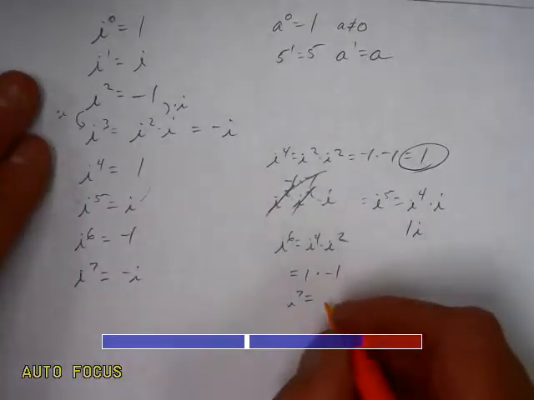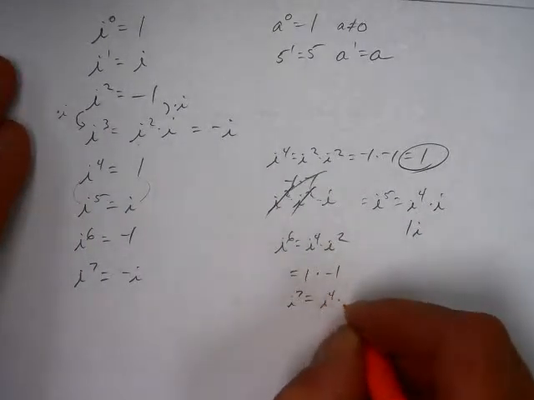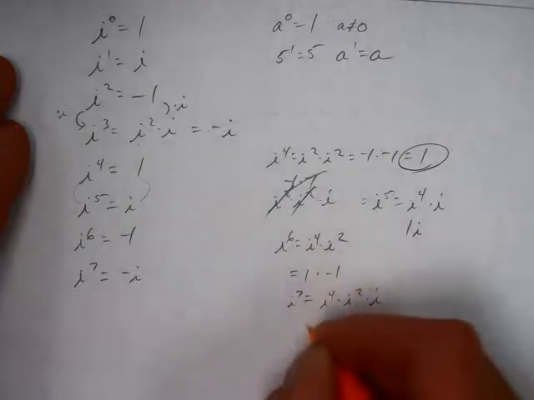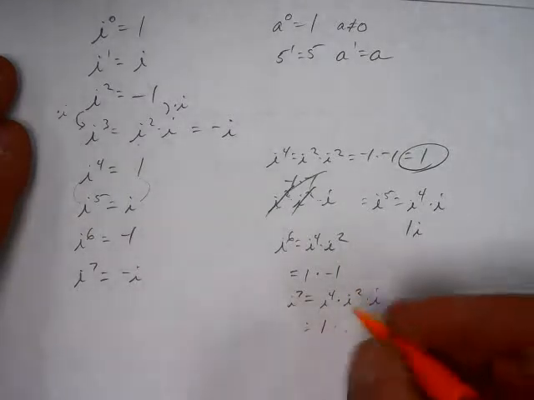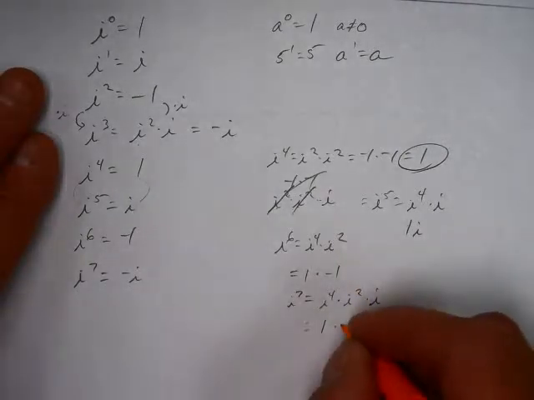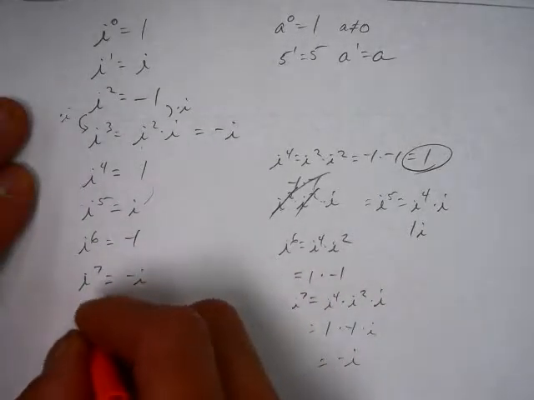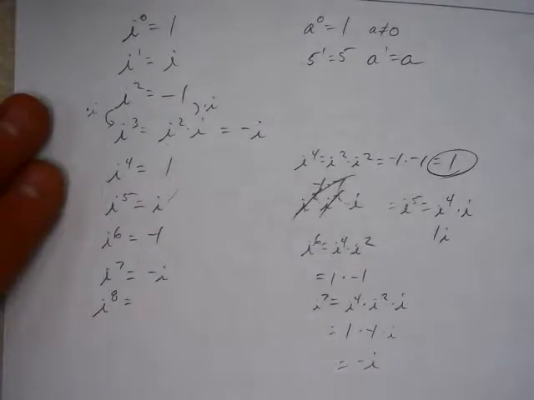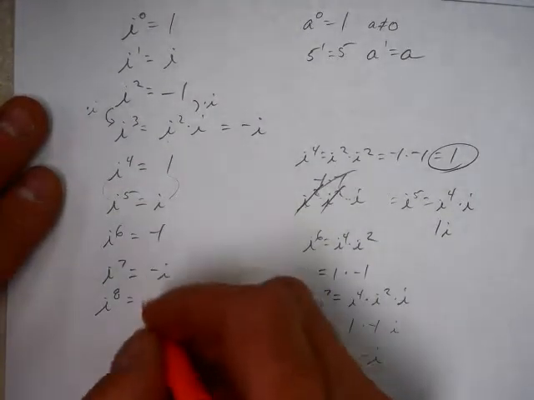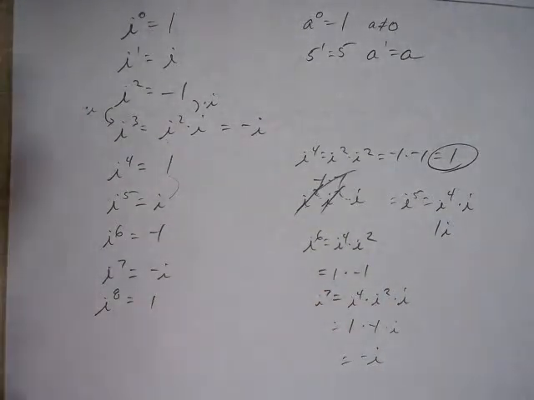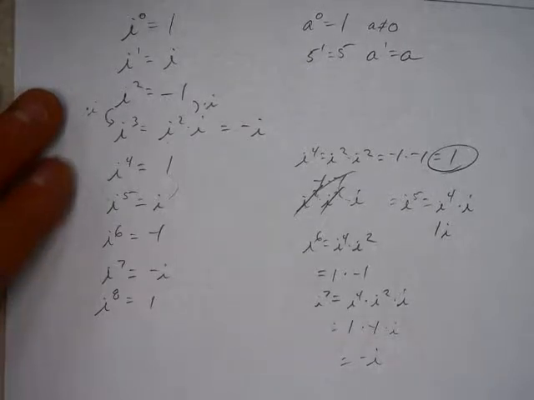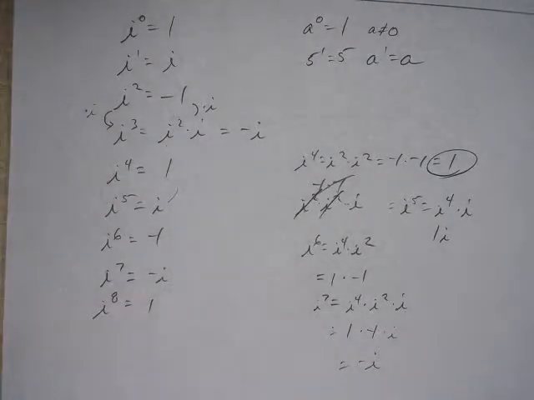Okay, so we're going to go i to the 4th times i to the 2nd times i, which gives me 1. What's i squared again? I forget. Negative 1. Okay, gives me negative i. Okay, i to the 8th is 1. How'd you get that, Wyatt? A pattern? Okay. But let's say we don't trust the pattern yet.